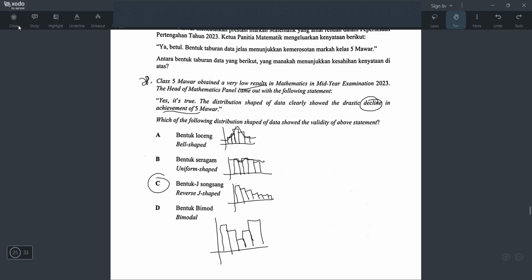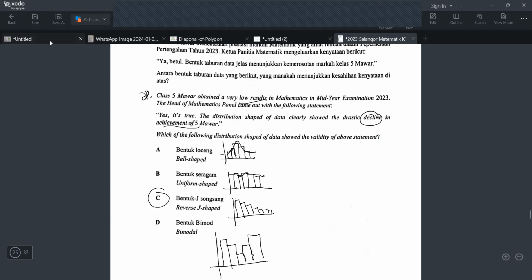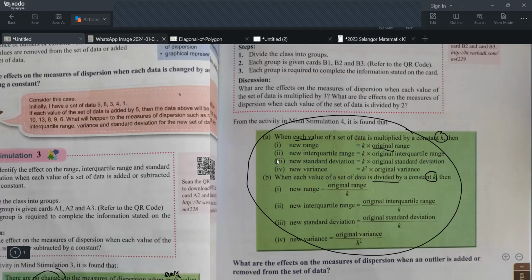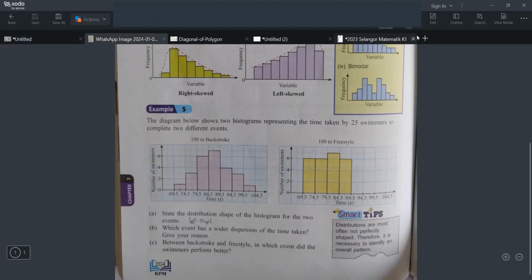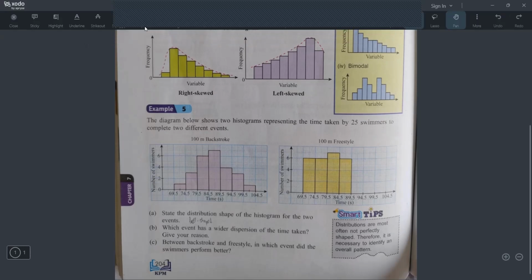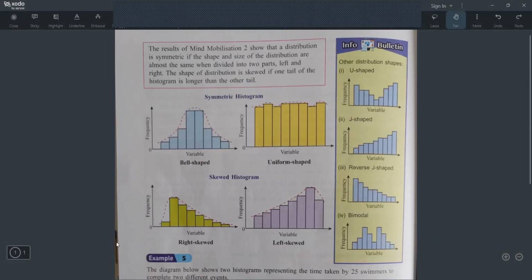Okay, so let me just open up the file. Okay, where is it? Not this one. This one I already explained. This one. So let's see which page. Okay, this one is taken directly from the textbook. It's page 204. Don't focus on this one, just focus up here. So you can see there is a symmetric type of histogram and skewed histogram.